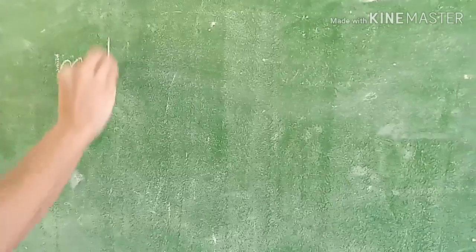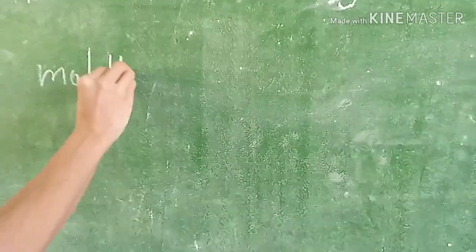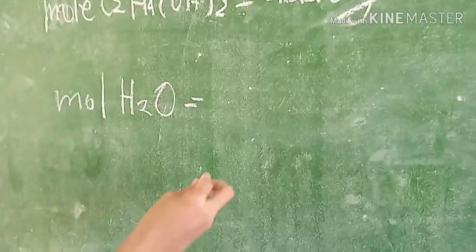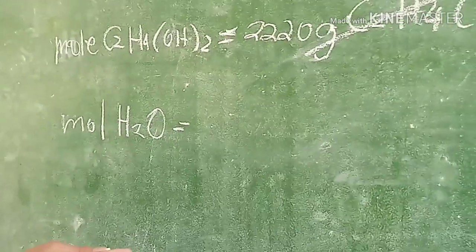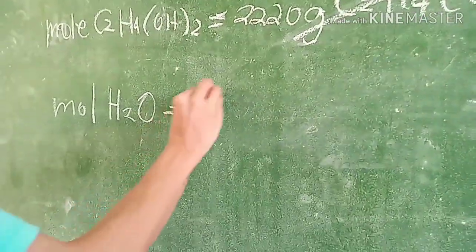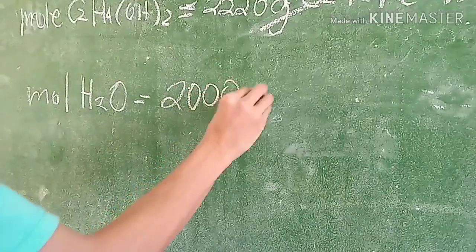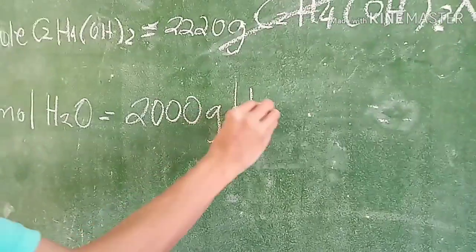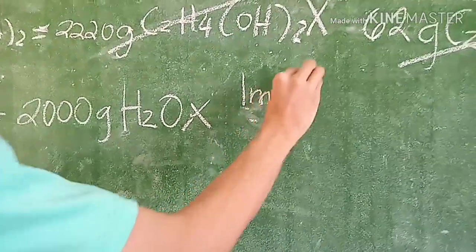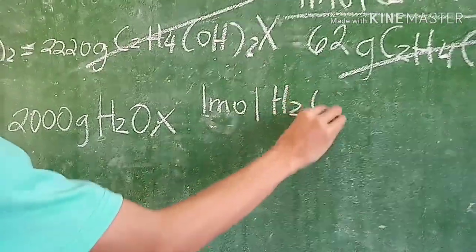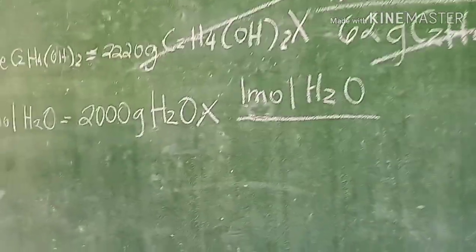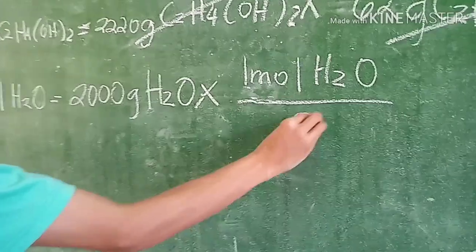Since we already extracted the scientific notation form of the gram solvent of H2O, we can now convert the gram solvent to the mole solvent. So 2000 grams times 1 mole of H2O over the molecular weight of H2O. As you can see, we haven't found the molecular weight of H2O yet.